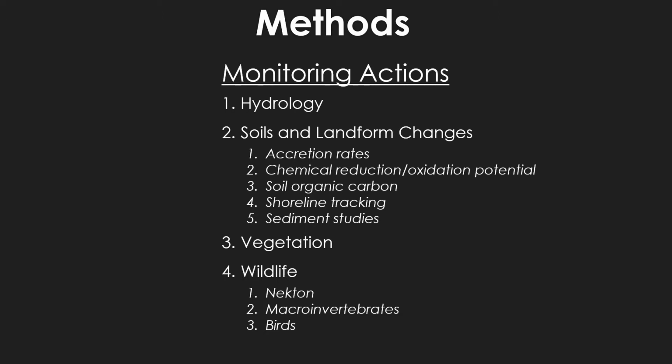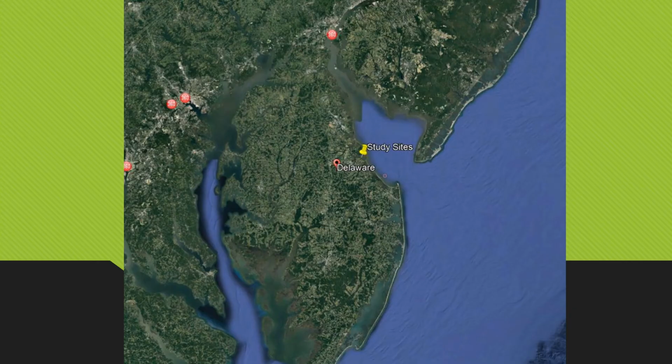Before I break down our monitoring actions, let me introduce you to our different study sites. Our study sites are located in Delaware within the Delaware Bay watershed. The Delaware Bay is of international importance for shorebird stopover sites. It has extensive coastal marshes throughout the bay in both New Jersey and Delaware.